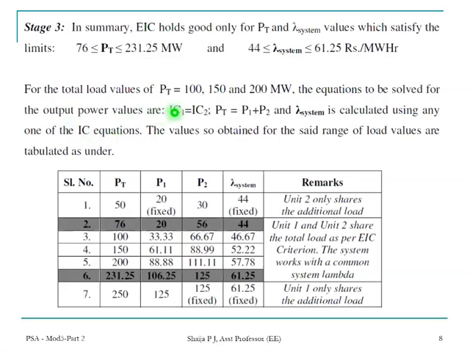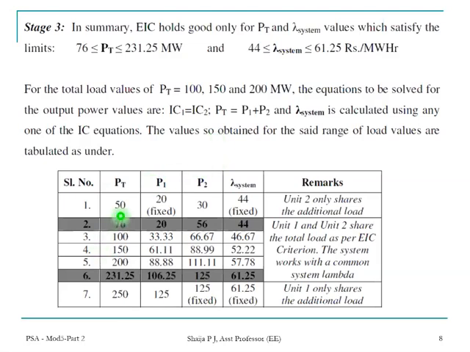So for the total load values of PT equal to 100, 150, 200, the equations to be solved for the output power values are IC1 equal to IC2 and PT equal to P1 plus P2. The lambda system can be calculated using any one of the IC equations. So what we obtained is tabulated here. This is the P total. This is P1 and P2.